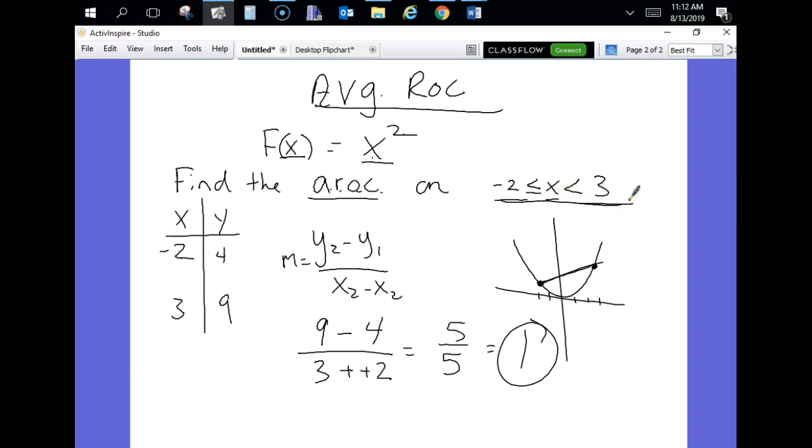So the steps are: find your y values by plugging in, and then calculate your slope. Okay, that's the big idea there. That's pretty much the main idea of what we're doing here today.